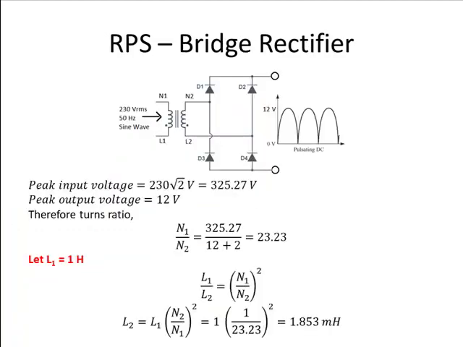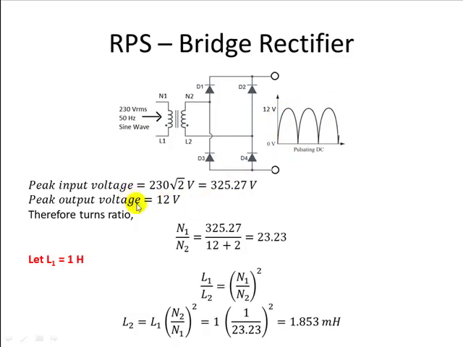Last part is the design of the bridge rectifier. So this is the circuit of the bridge rectifier. What we have, input is 230 volt RMS 50 Hertz, and what I want is 12 volt pulsating DC, because we will connect the output of the bridge rectifier to the smoothing filter and so on. So at this point of time, if I get 12 volt pulsating DC, that is enough.